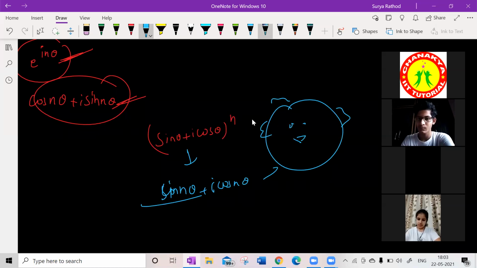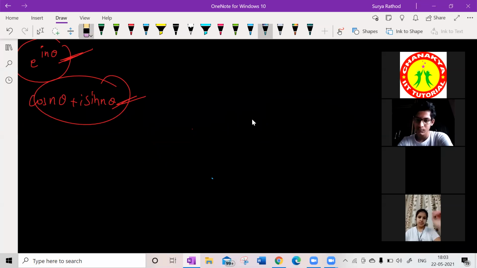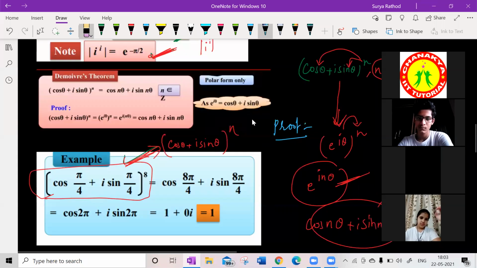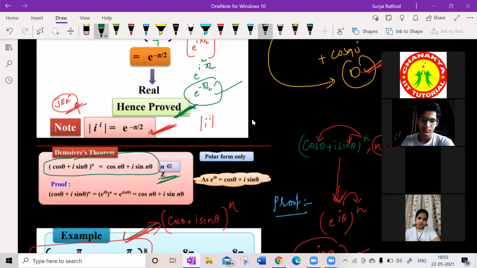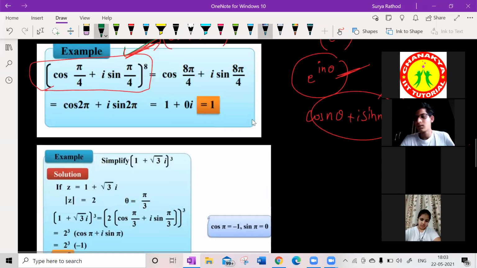This is wrong, so don't write like that. First try to understand what exactly the standard form of De Moivre's theorem is. Look at this: cos must come first. First we must get cos theta plus i sin theta, where n belongs to the integers. Getting my point? Proof we have given you, right?